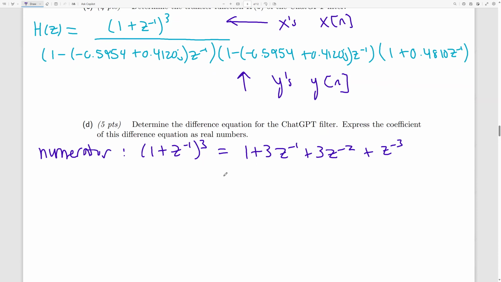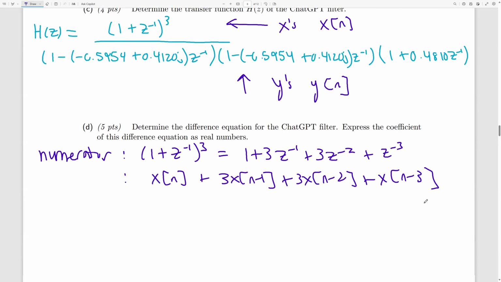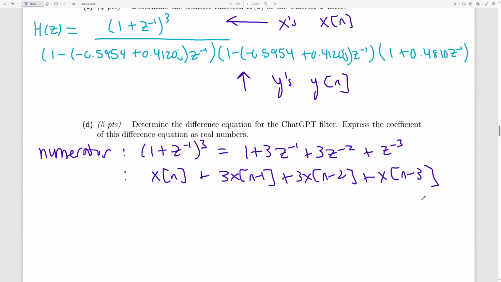And remember, when you run the inverse transform, this is equivalent to x of n plus 3x of n minus 1 plus 3x of n minus 2 plus x of n minus 3, because of the time delay property of the z transform.